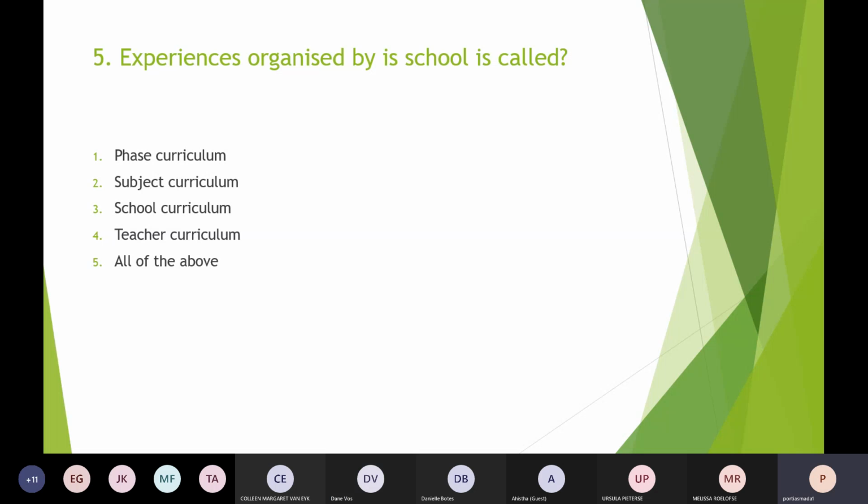The CAPS curriculum, all right? Yes, and the CAPS curriculum will be the experience. The experience is organized by the school, and that would be CAPS, because they regulate most of the things that the school does anyways. All right. Thank you for that.